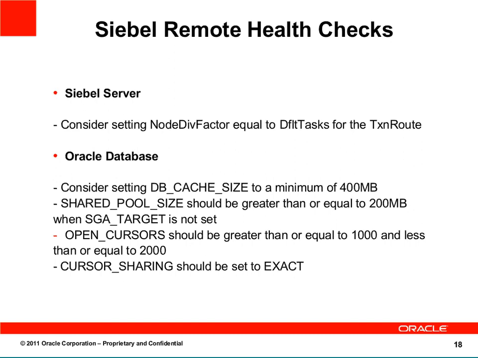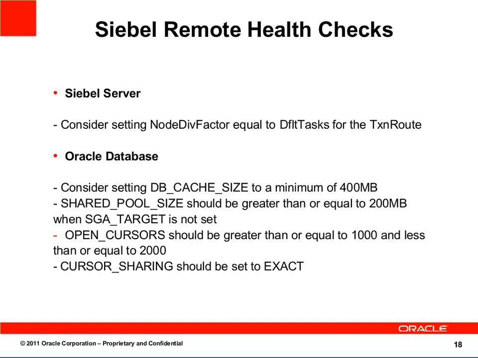Well, there are some Siebel Remote health checks. One related to the Siebel server is to consider setting the node division factor equal to the default text for the transaction router. If you're running OCM, Oracle Configuration Manager, and you don't have these two parameters set equal, you will receive an alert saying, hey, please set the two parameters equal because you can face problems.